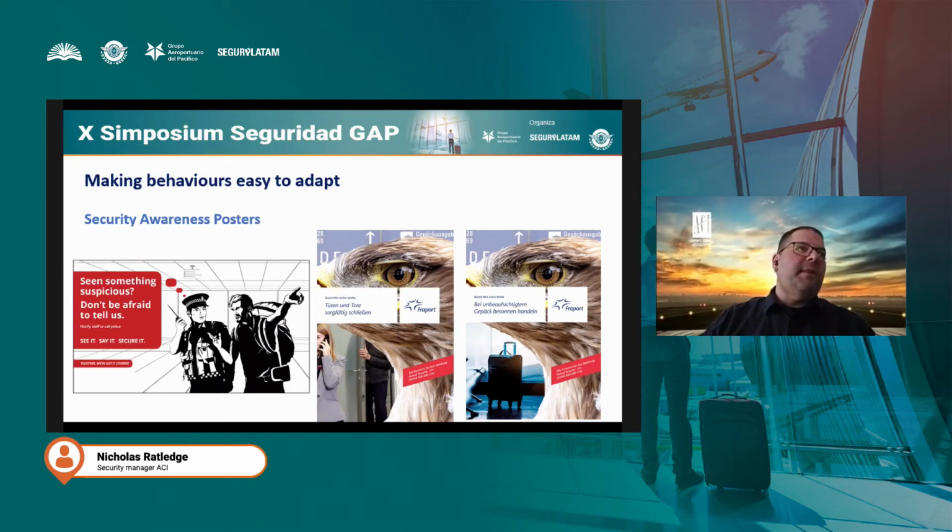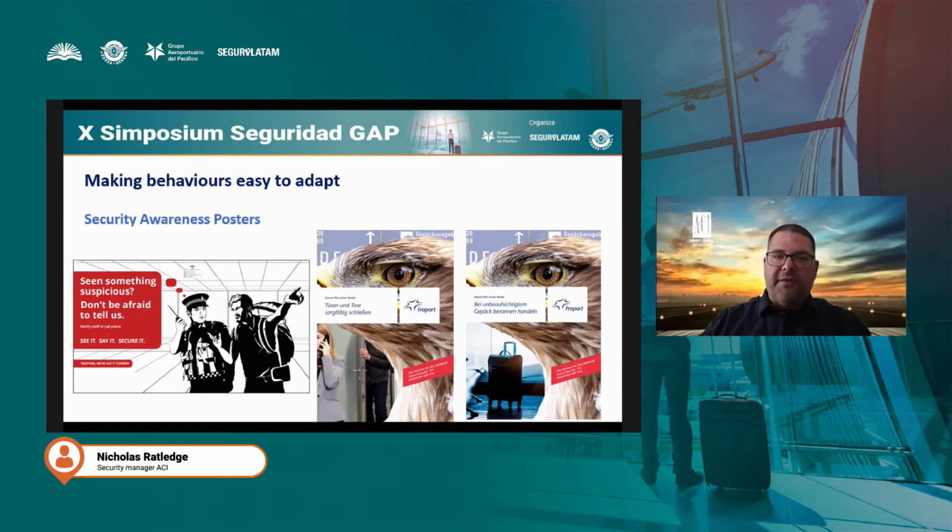Another part of making behaviors easy to adopt is to apply different posters. These can apply to staff as well. Successful campaigns have helped improve security awareness at airports and have been actively marketed as such. I wanted to give an example.